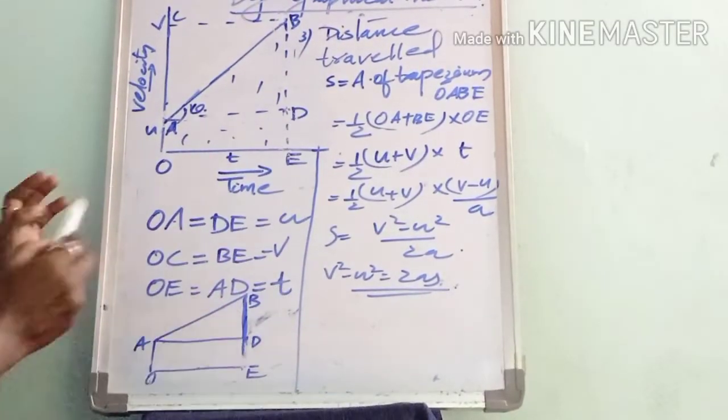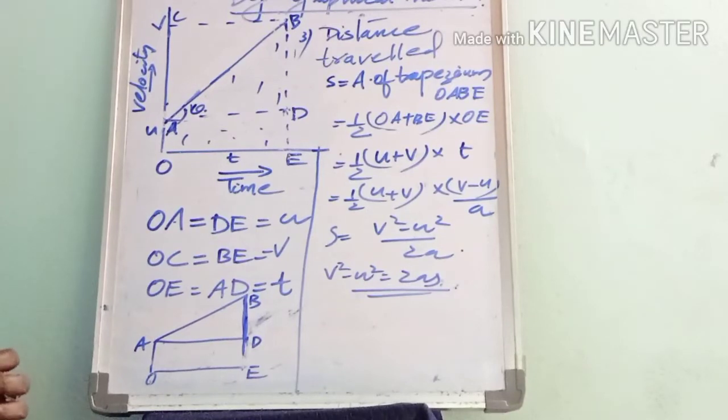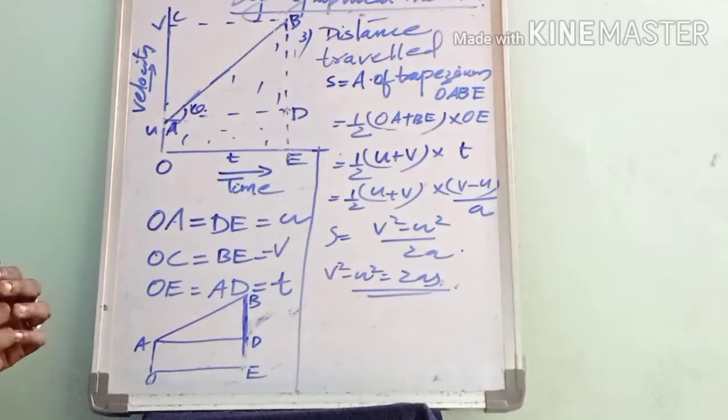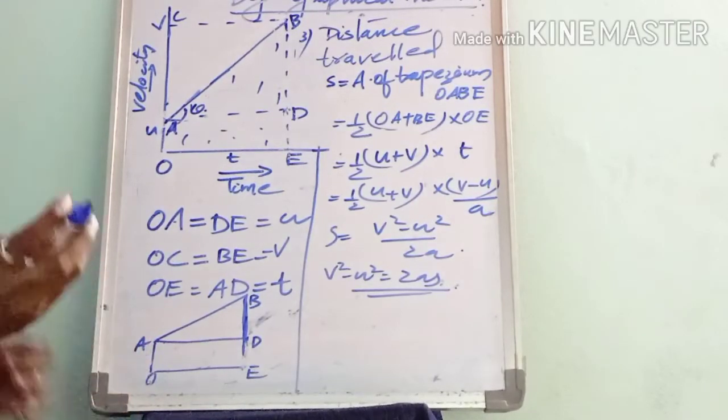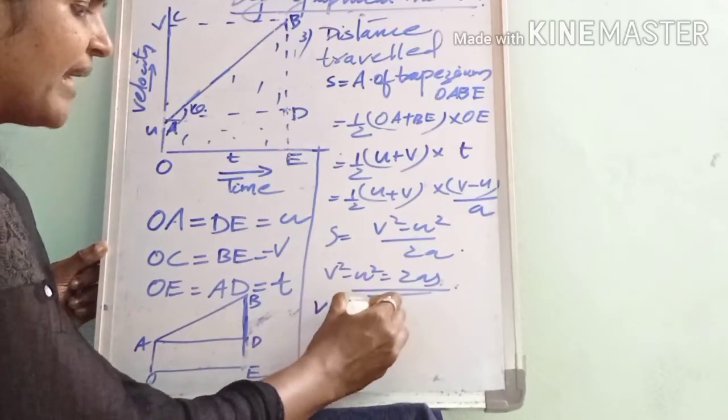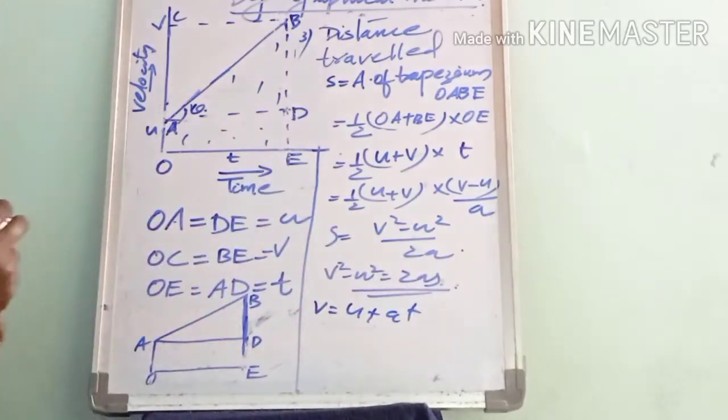OE is T. Next, we have to substitute for T. For that, we are considering our first relation, V equal to U plus AT. That is our first relation.